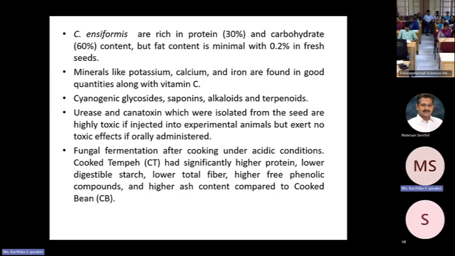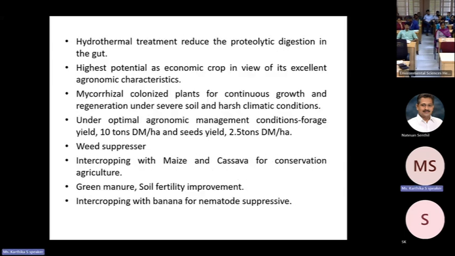So this is 30% of protein and 60% of carbohydrate, less fat. Only 0.2% or something. Other minerals are there, and some of these anti-nutrients or heat labile compounds we can treat with post boiling and again the fermentation by using microorganisms. So we can enhance the value or enhance the nutritive capability. In such a way we can enhance the quality of this bean consumption.